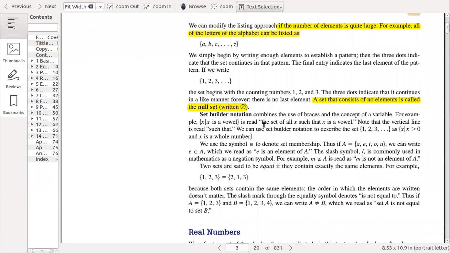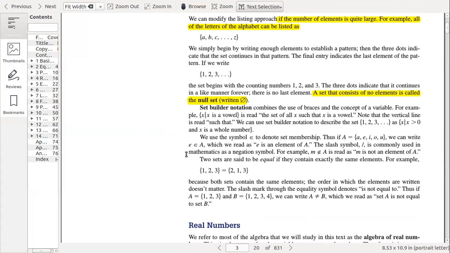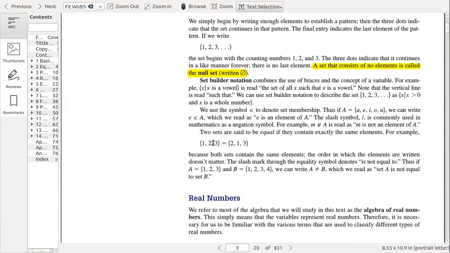Set builder notation combines the use of braces and the concept of a variable. For example, {x | x is a vowel} is read as "the set of all x such that x is a vowel." Note that the vertical line is read "such that." We can use set builder notation to describe the set {1, 2, 3, ...} as {x | x > 0 and x is a whole number}.